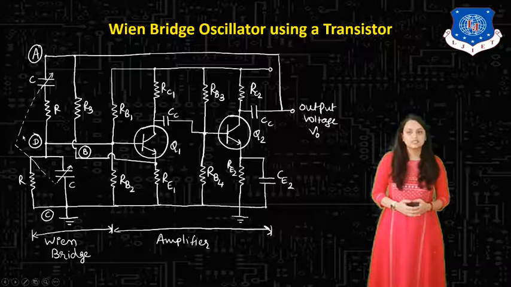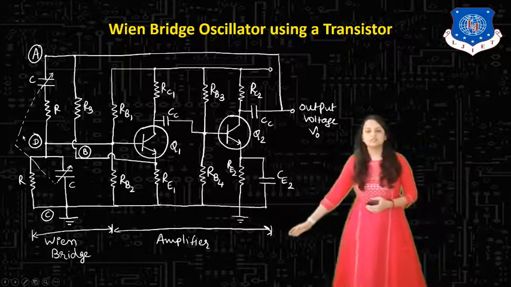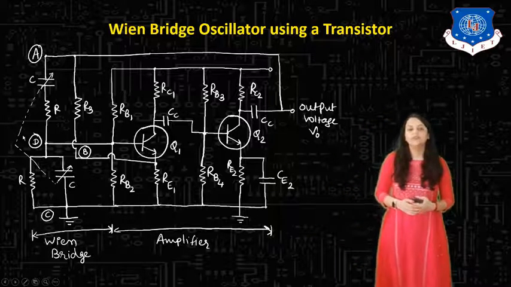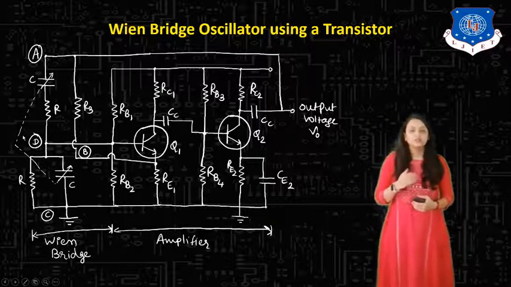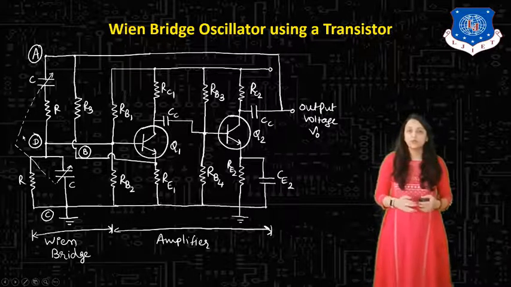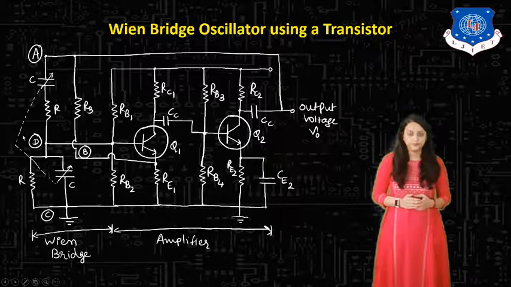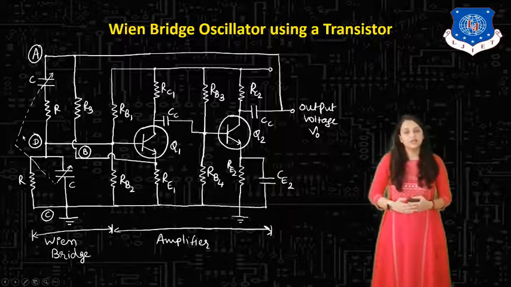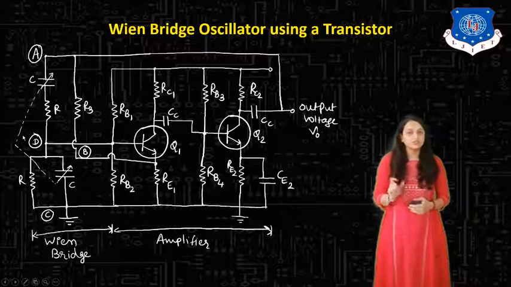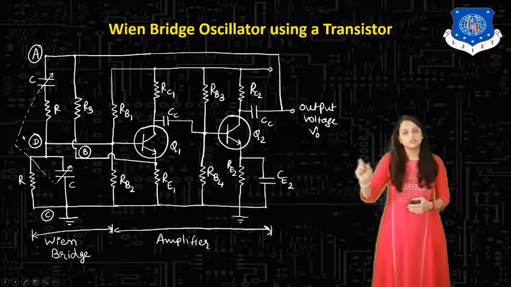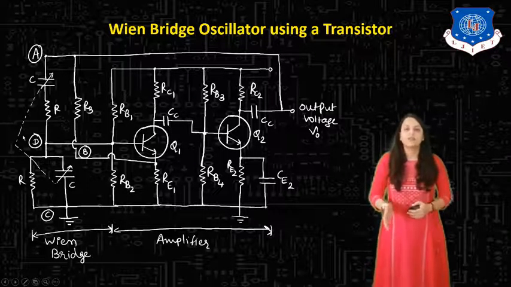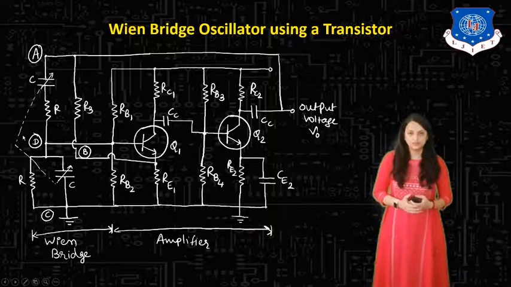So here, as you can see, the first part is the Wien bridge and the second part is the amplifier. Here we have used 2 CE amplifiers. Why? Because we want the positive feedback concept, that means we don't want any phase shift at the output side. In the RC phase shift network that we have seen, the RC network introduced a phase shift of 180 degrees and the CE introduced another 180 degrees. So they compensate each other and we get an output phase shift of 0 degrees.